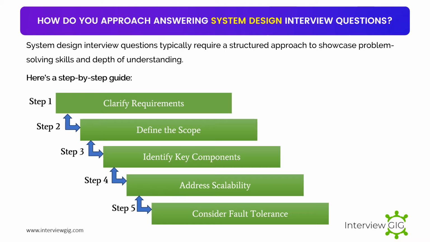Step 1. Clarify requirements. Begin by seeking clarification on the requirements. Understand the goals, constraints, and any specific features that the system needs to support. Step 2. Define the scope. Clearly define the scope of the system. Identify the key components and functionalities required to meet the specified goals.